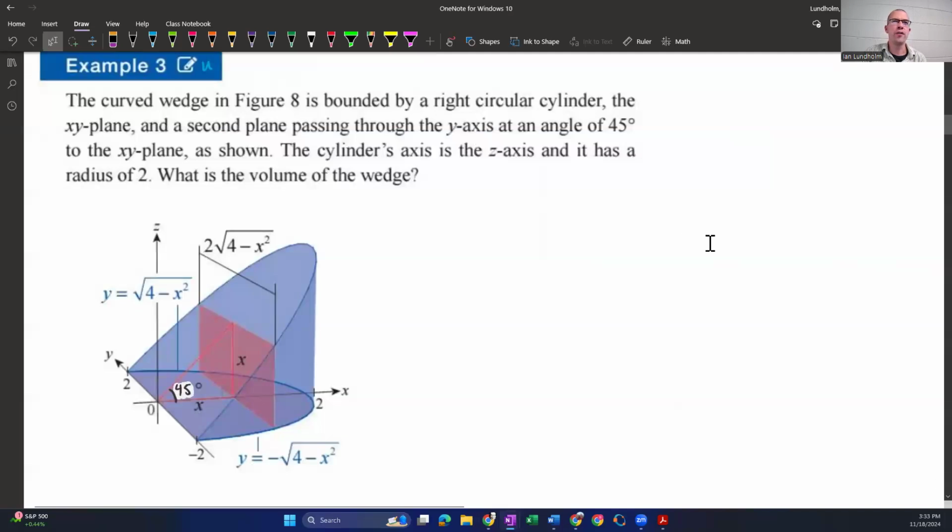We've got the curved wedge. We're finding the volume of cheese. Okay, we've got a right circular cylinder, the XY plane, and a second plane passing through the Y-axis at an angle of 45 degrees to the XY plane as shown. The cylinder's axis is the Z-axis, and it has a radius of 2. So what's the volume of the wedge?